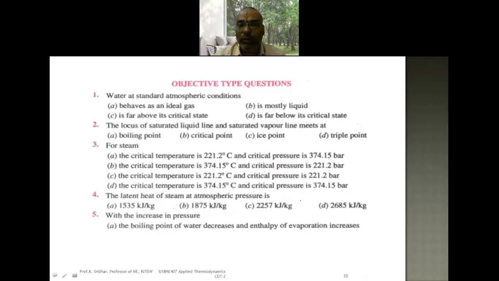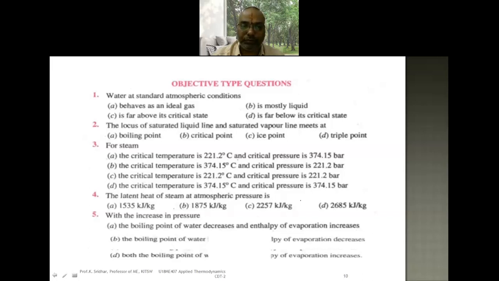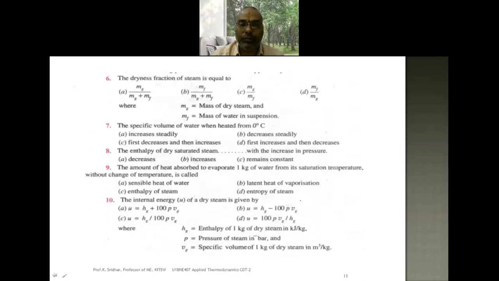So like that we are able to solve some important problems based upon the steam tables as well as the Mollier chart. Now I have given you some important objective type questions which were given in the previous GATE and IES examinations. Please go through this because all the theoretical concepts are already discussed in our CDTs. Based on this particular CDT, you should now be in a position to answer these objective type questions.